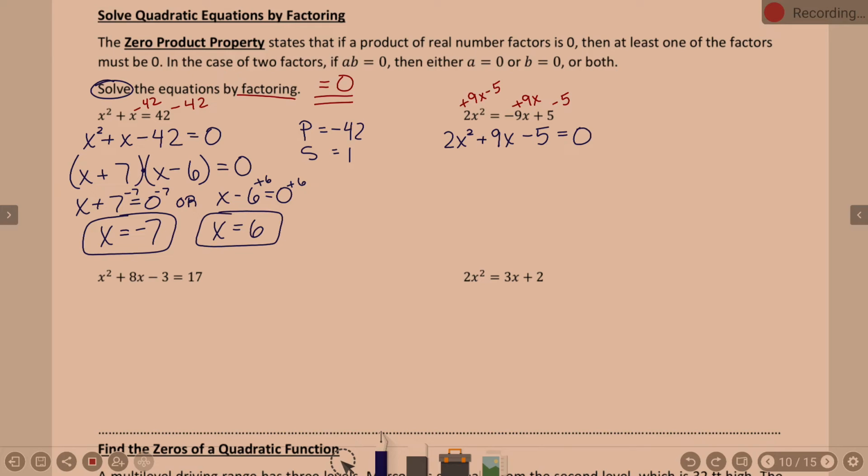You have to find a product of negative 5 and a sum of 9. Paul said a product of negative 5 and a sum of 9. And I half agree. Why do I only half agree? You have to do the 2 times the negative 5.